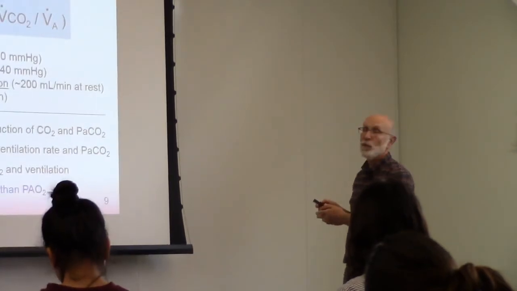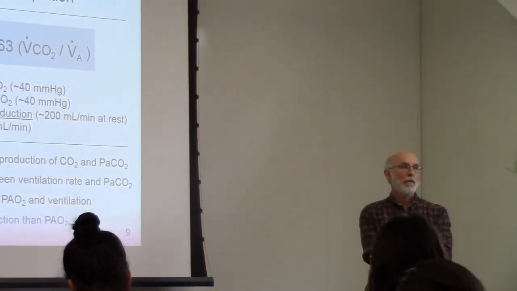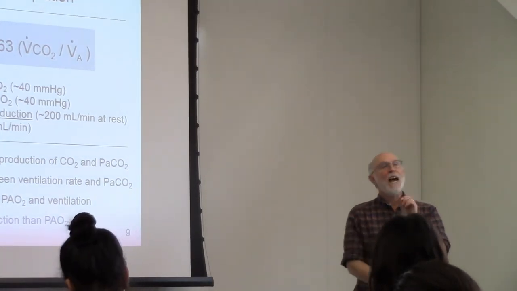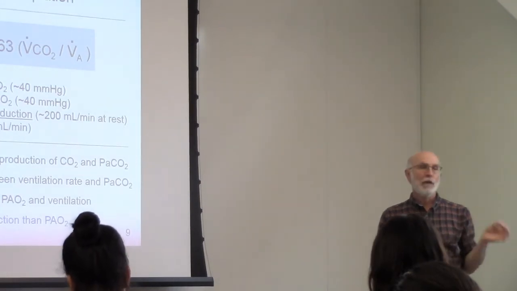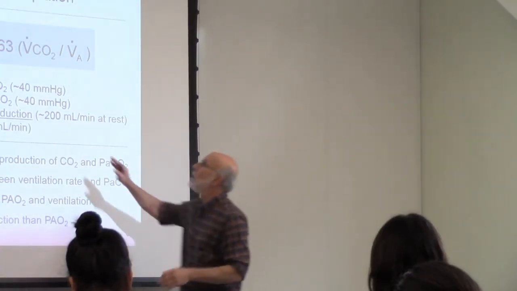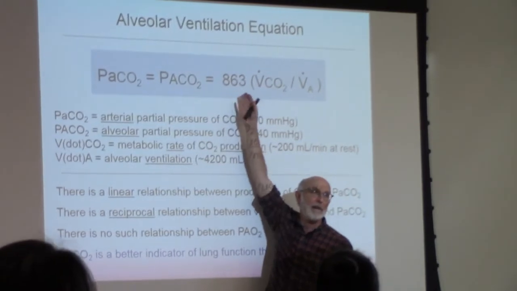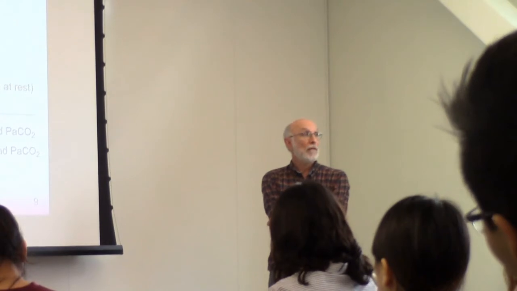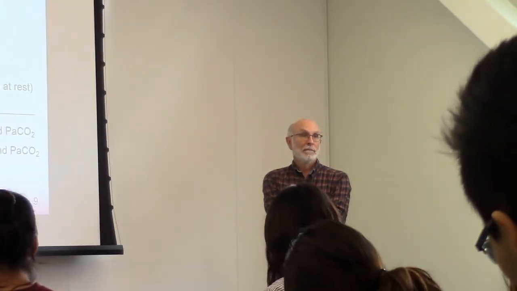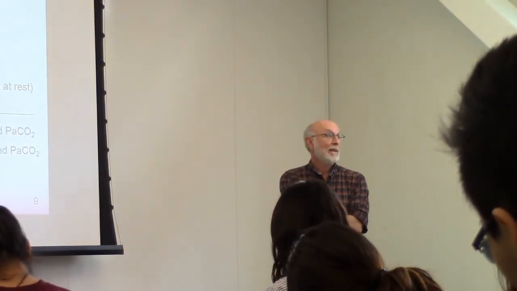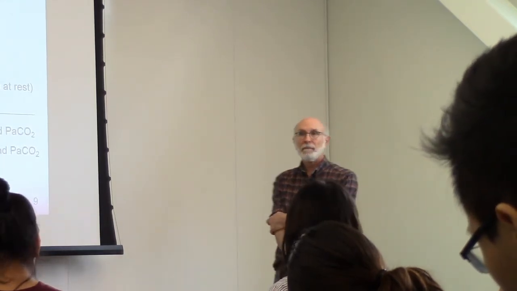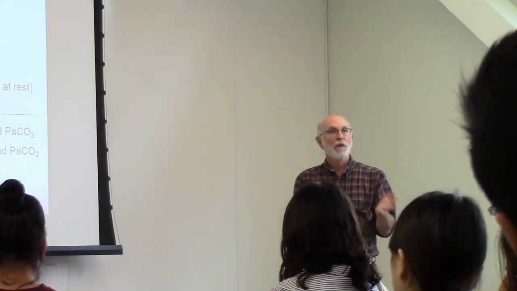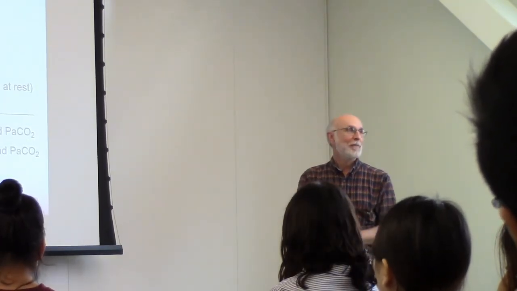So V dot CO2 is the body's production of CO2 in whatever condition the body is in. It's a rate, milliliters per minute. And you have to do it in milliliters per minute, not liters per minute, because if you do it in liters per minute, this number is off by a factor of 1,000. Okay, so this number, 863, only works if you do everything in milliliters. If you do things in liters, you have to use 0.863. The answers will be the same, but not if you use 863 and also use liters. Okay, so you just use milliliters, please.